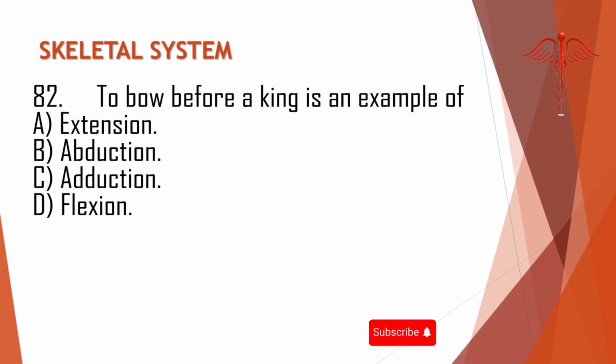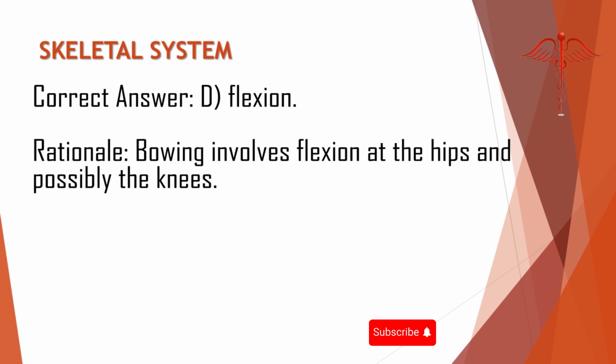82. To bow before a king is an example of A. Extension. B. Abduction. C. Adduction. D. Flexion. Correct answer, D. Flexion. Rationale: bowing involves flexion at the hips and possibly the knees.